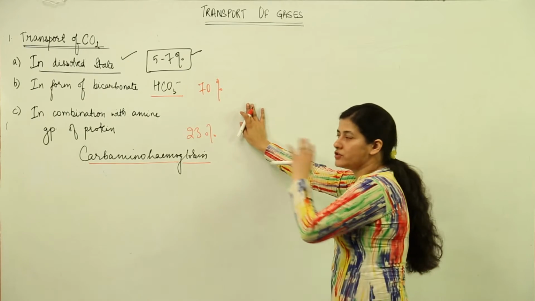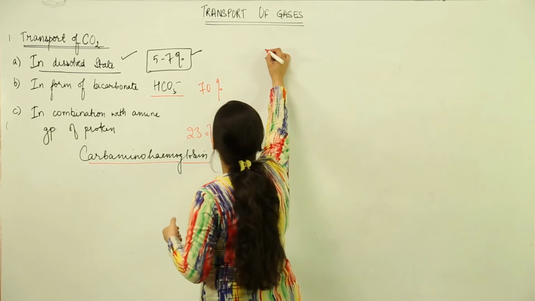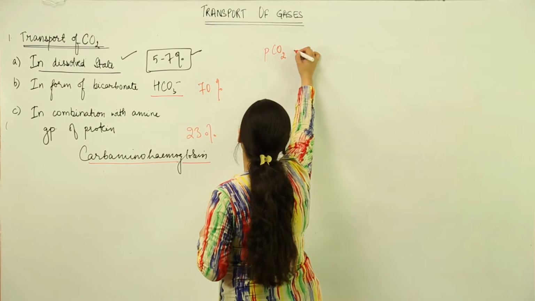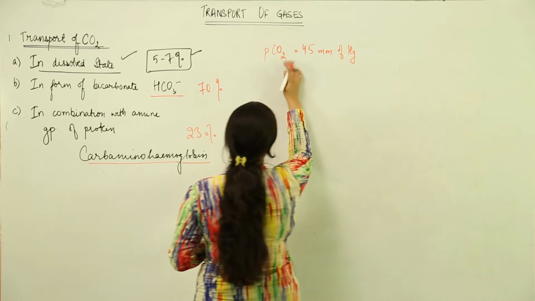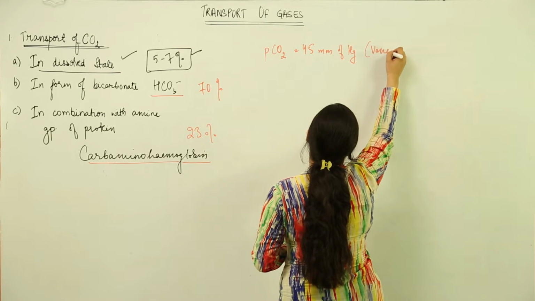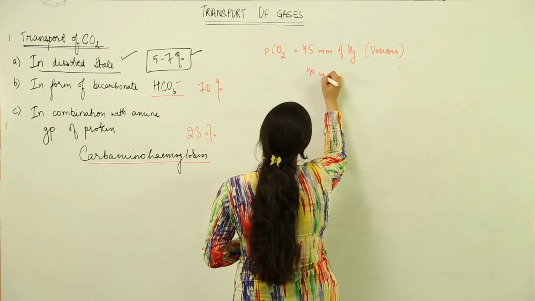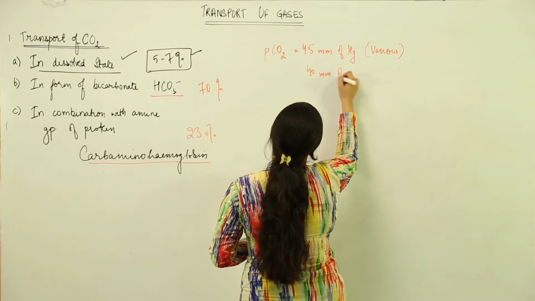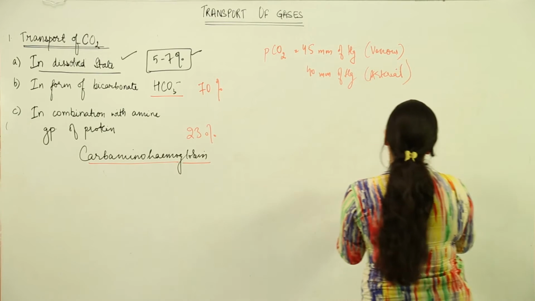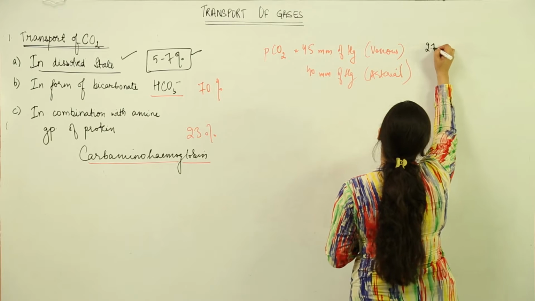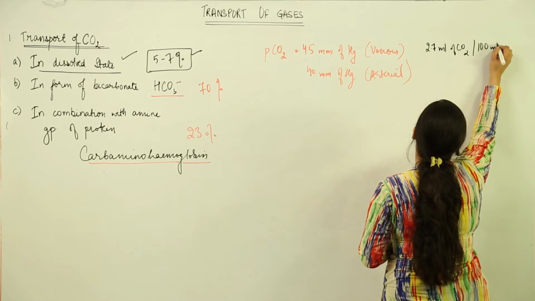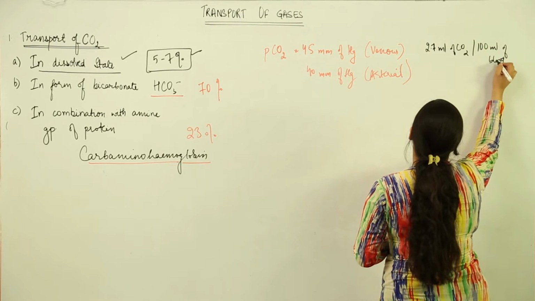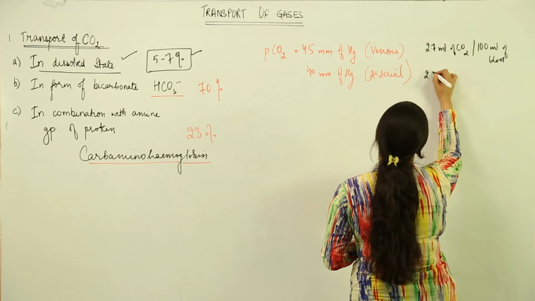Taking each one individually, when we talk about the dissolved state, you know that the partial pressure of carbon dioxide in venous blood is 45 mm of mercury, and that of arterial blood it is 40. So, if a clear-cut distinction is to be made, this is as much as 2.7 milliliter of CO2 per 100 milliliter of blood, and in the case of arterial blood this is 2.4.